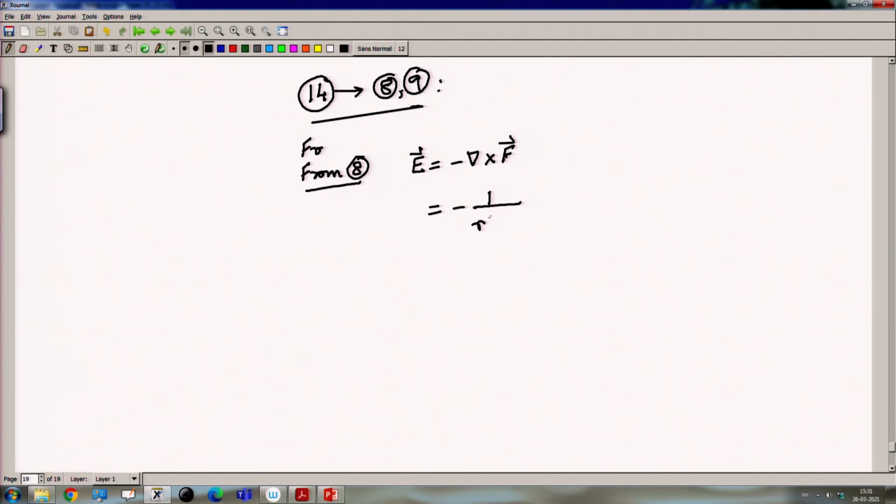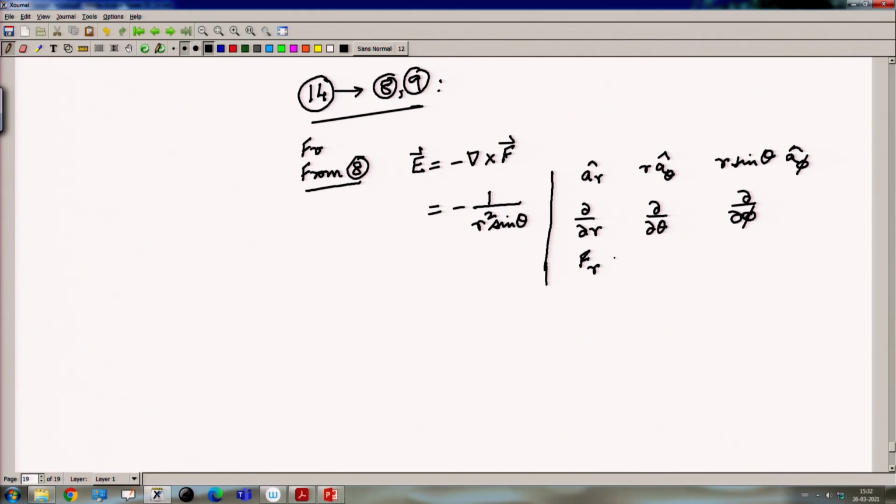that is equal to minus 1 by r square sin theta times the determinant with rows a r, r a theta, r sin theta a phi; del del r, del del theta, del del phi; and f r, r f theta, r sin theta f phi.